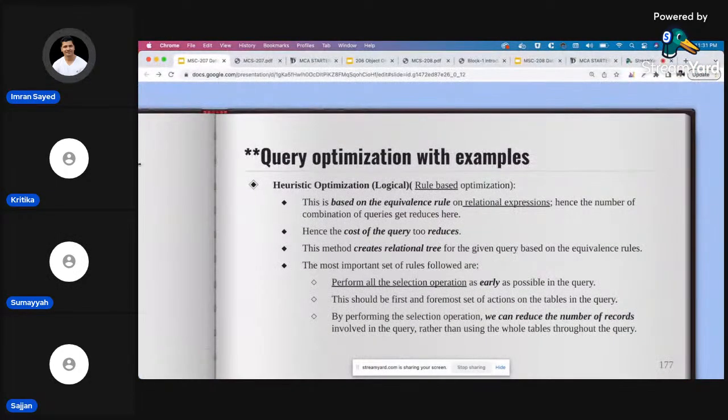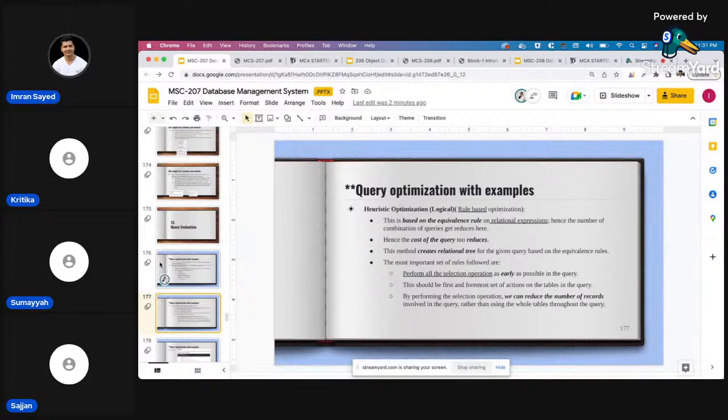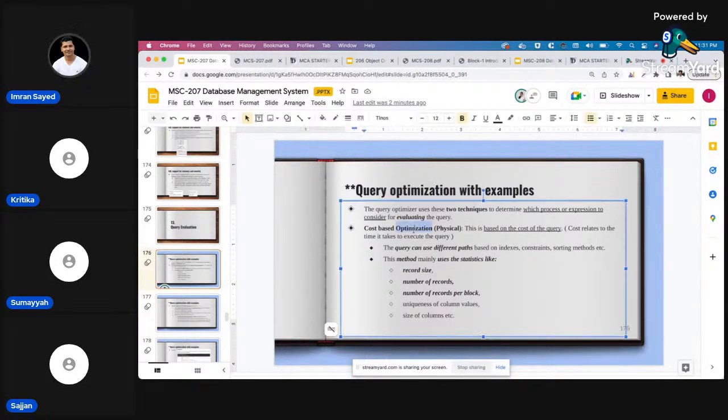Okay, so just a recap to tell you, basically the heuristic is really easy. Cost based, I think, is also easy. Cost based optimization relates to the cost of the query, like how much time it takes. So the smaller the time a query takes to execute, the faster the execution, the better the performance. Okay, so how to ensure that the time it takes is less? So you can use different paths like indices, constraints, sorting methods. You can sort it properly, and then how efficient your query is basically.